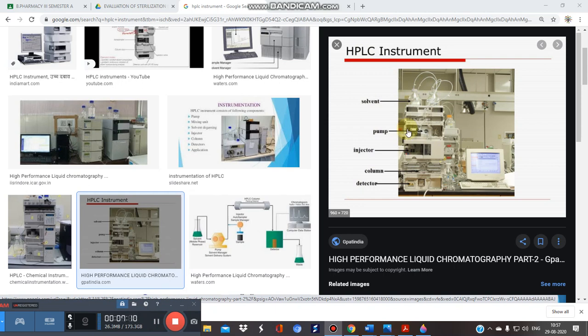So yes, we will use pressure. For pressure, we will use a pump. Okay. And in the last, we have the detector. Above this, we have the column. The separation will take place in the column part, and we will see how this separation takes place.